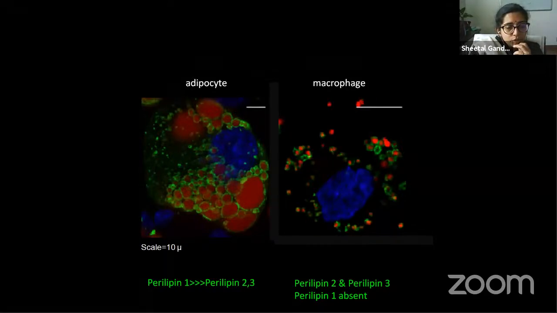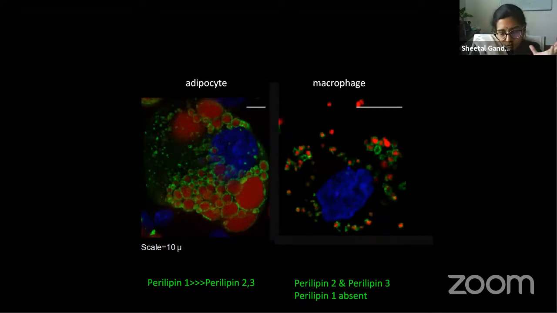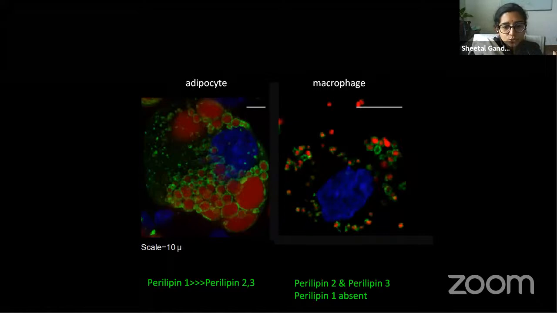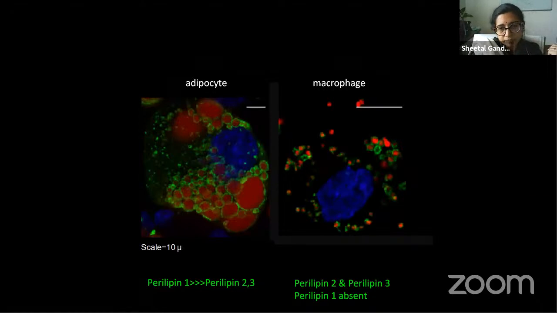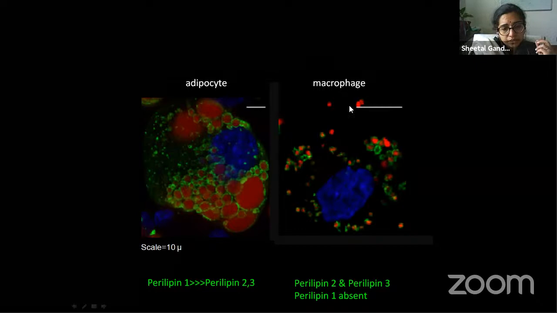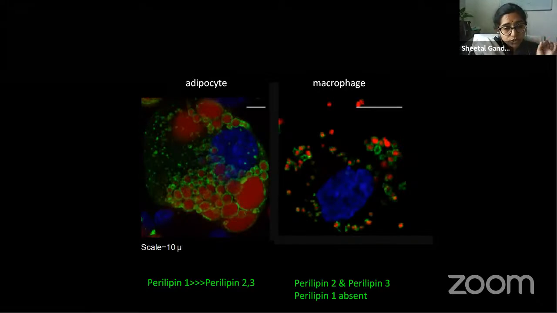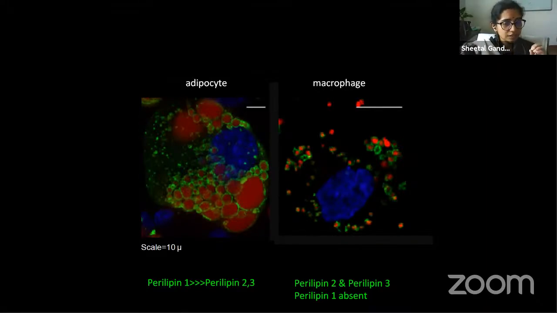Lipid droplets can be of different sizes across different cells. Like in fat cells, you would have really large lipid droplets that can range in size from 1 micron all the way to 20 or 30 microns. In a macrophage, these droplets are much smaller, and typically a lipid droplet would not be more than 2 microns wide.